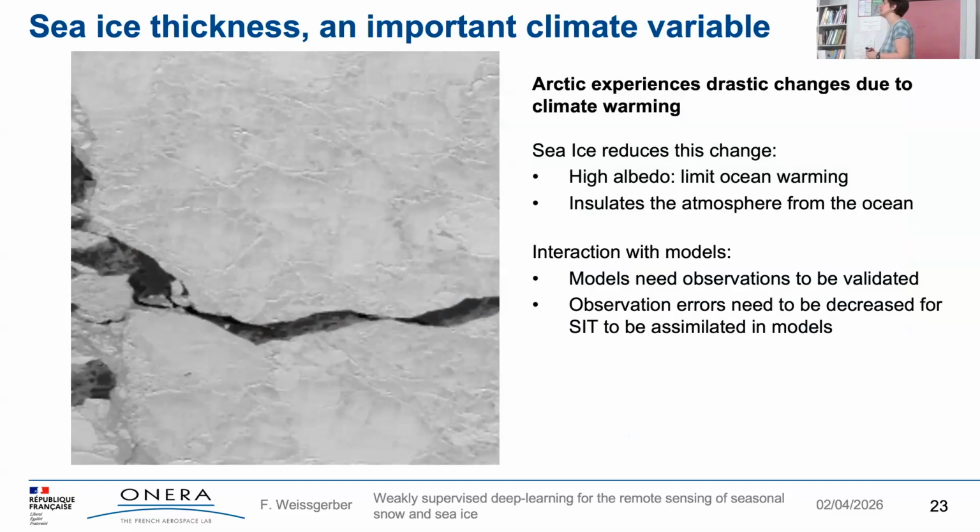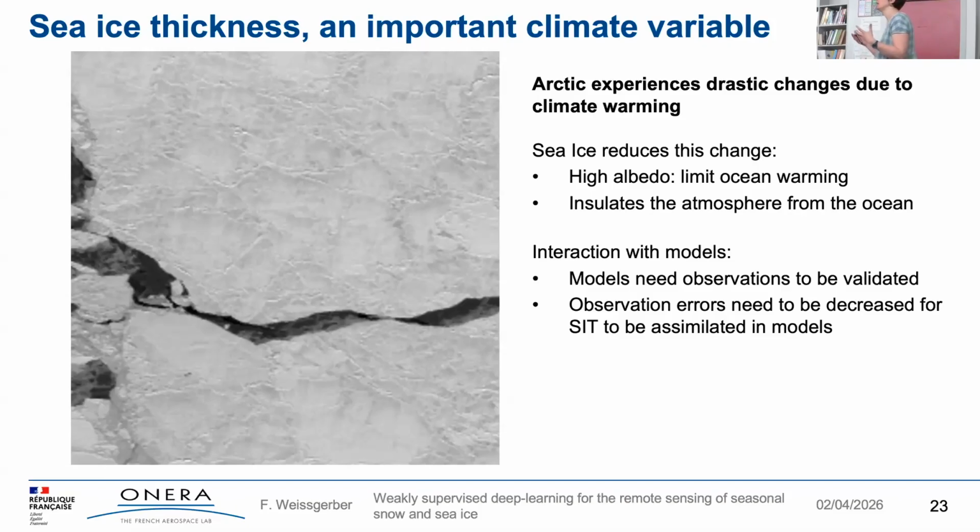The Arctic is one of the environments on Earth that is changing the most, along with the Mediterranean Sea. And when we have a reduction of sea ice, it can create a loop, because sea ice normally has a high albedo, so it reduces the ocean warming, and also it insulates the atmosphere from the warm ocean. So basically, it decreases the energy budget. But if we have less sea ice, this loop will become more difficult to manage.